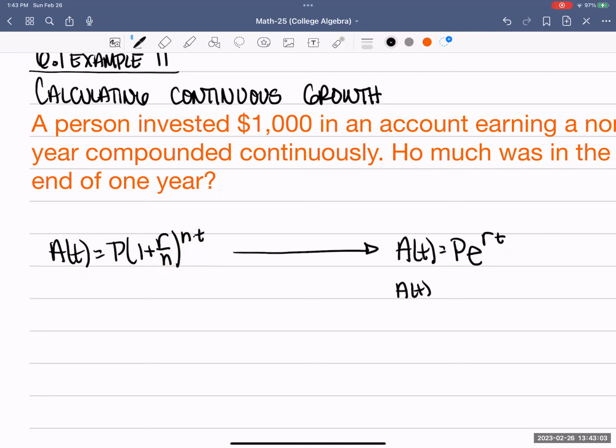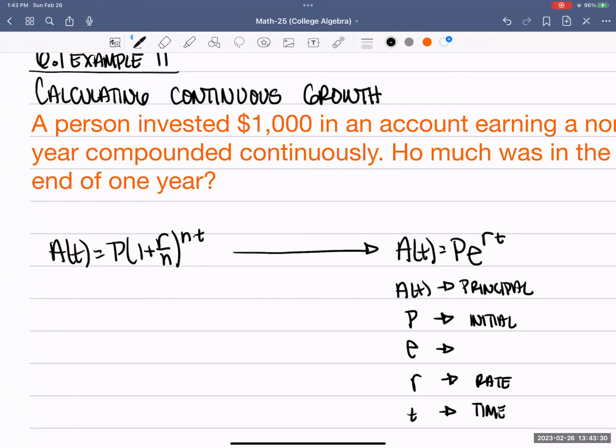A of T is still your final amount. P is still your initial investment. E we'll talk about here in a second. R is your interest rate. T is still your time.